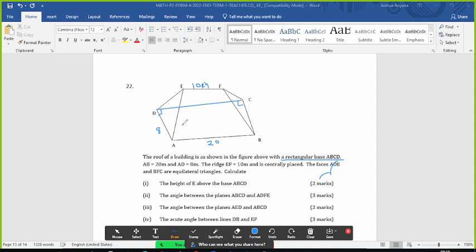If we drop it here, whatever will remain on this side should be equal to what is on this side, centrally placed. And then the distance from here to here is the same as the distance from here to here. So it is at the center. It is centrally placed.